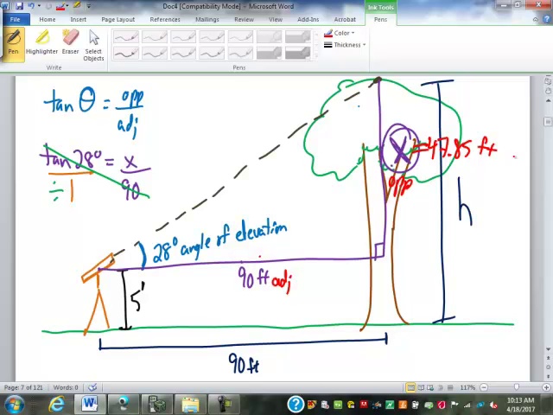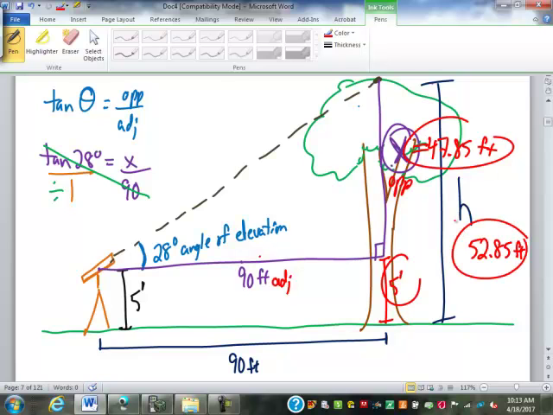Is that the height of my tree? No, what do I still need to do? Add my 5 feet here. So 47.85 plus 5 is 52.85 feet. This is the height of my tree.